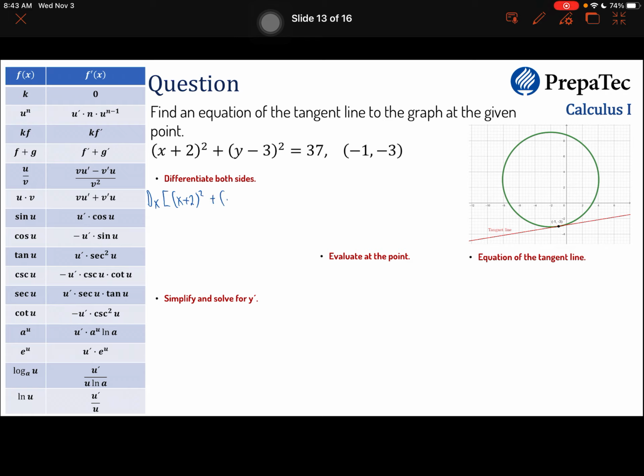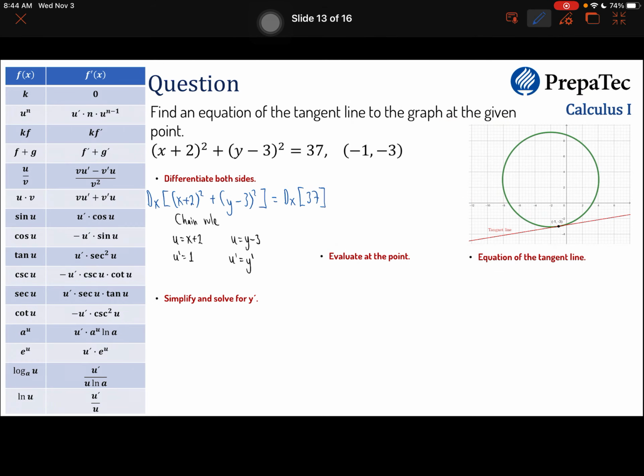So this is the notation to say that I'm going to differentiate the left side, and then this is the notation to say that I'm going to differentiate the right side. When we differentiate this, we see that it's an expression to a power for x and for y. So it means that we need to use the chain rule. And it's this formula here. So for x, u is going to be x plus 2, and u prime is going to be 1. For y, u is y minus 3, and u prime is going to be y prime.